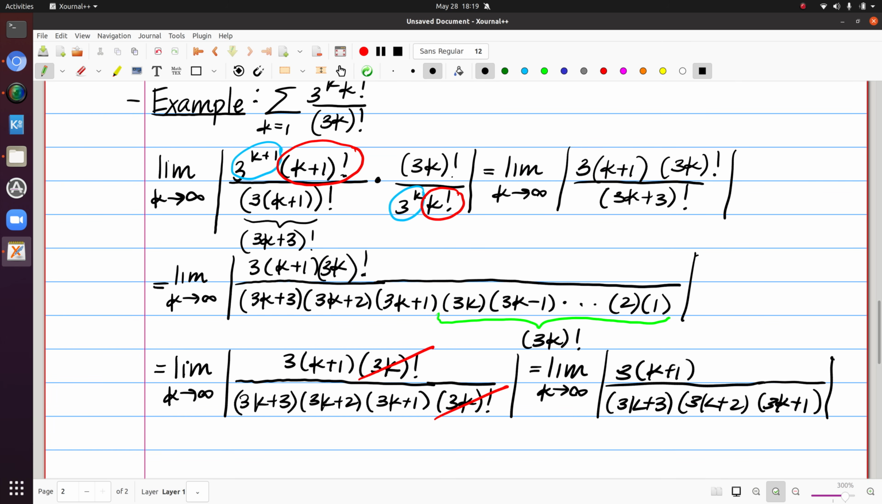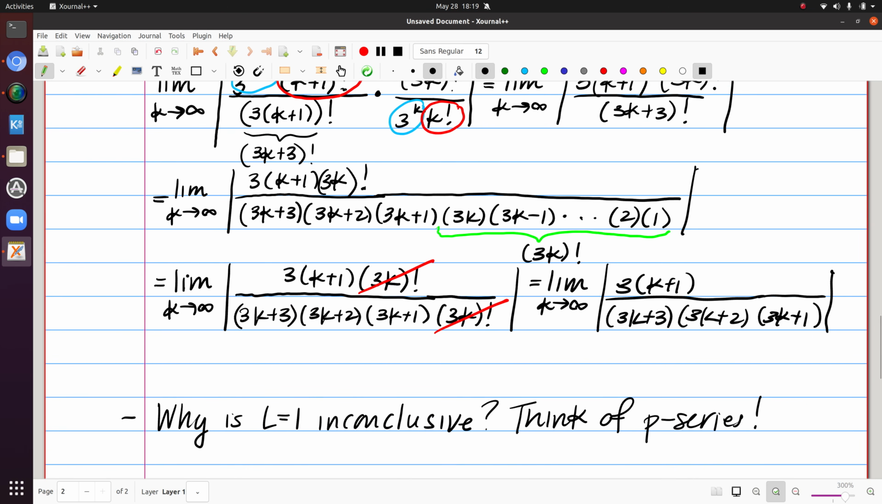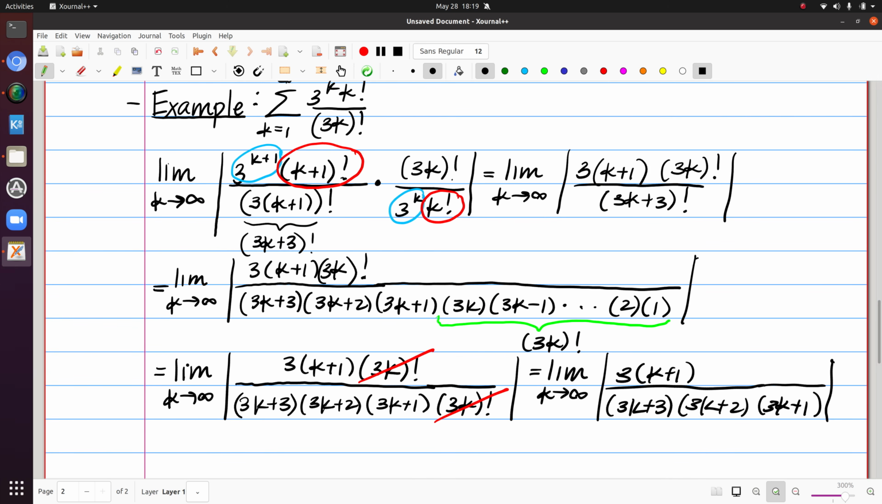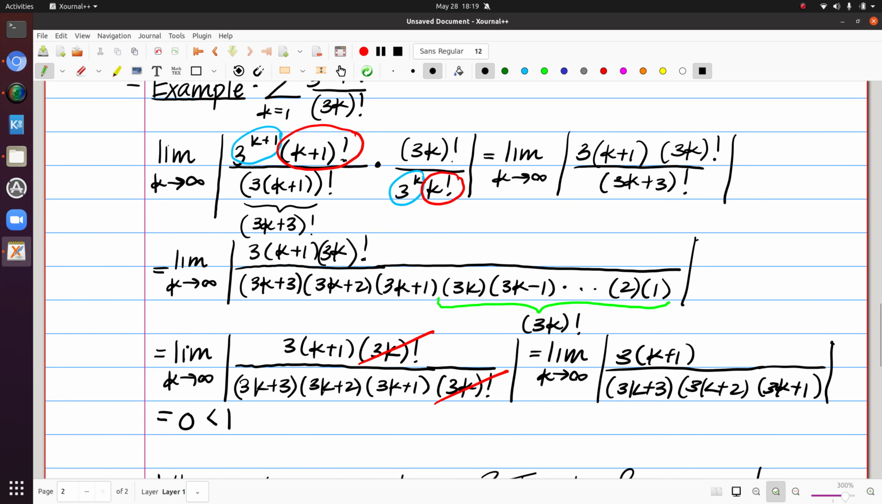And I see that the degree of the denominator is larger than the degree of the numerator, so that limit is 0. 0 is strictly less than 1. So we can say then that the series converges by the ratio test.